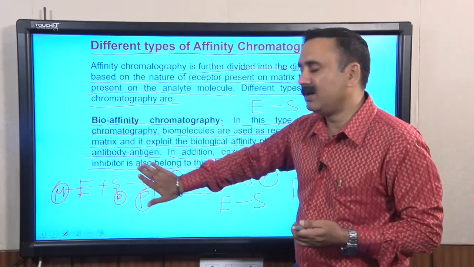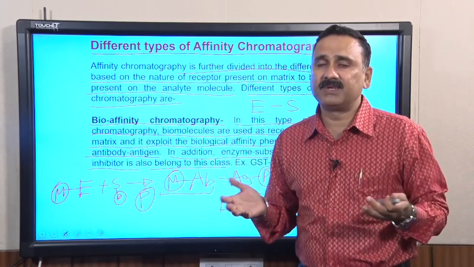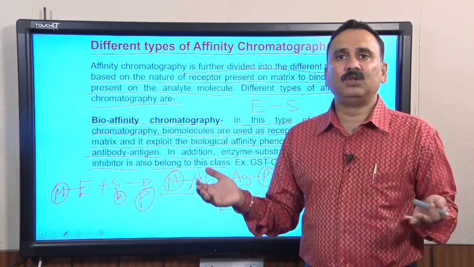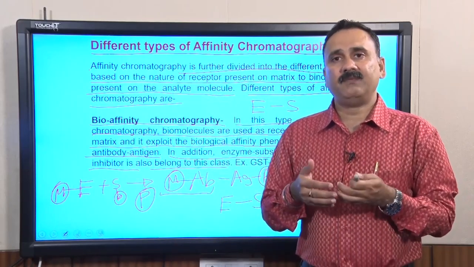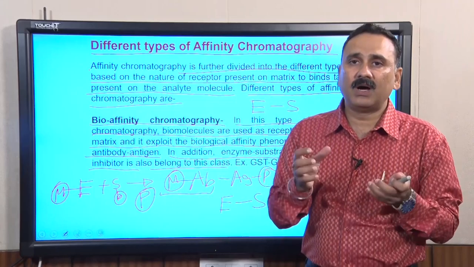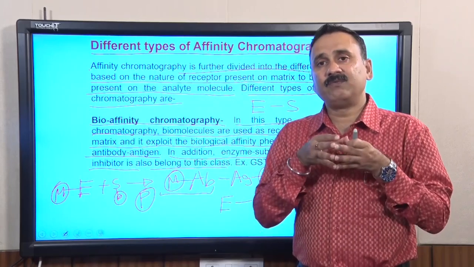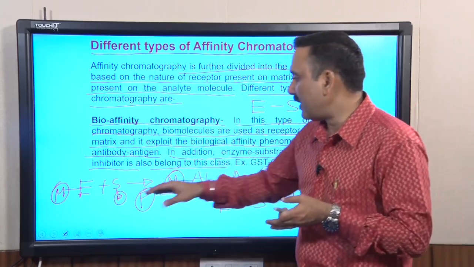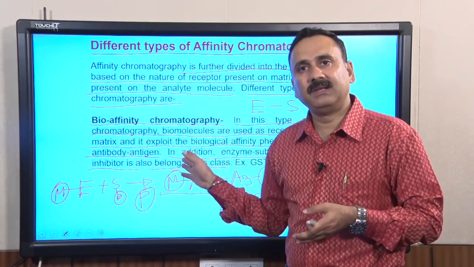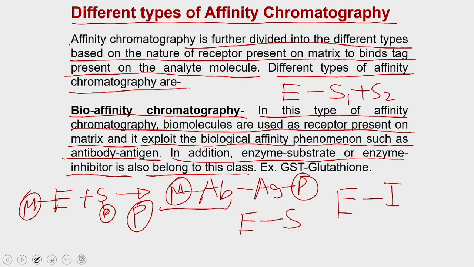If you use this kind of combination, the substrate will bind to the enzyme, the enzyme will process the substrate and generate the product, and ultimately it is not going to bind your protein. So in all these combinations where you are using the enzyme substrate or the enzyme inhibitor, you have to ensure that this particular enzyme requires an additional substrate for catalyzing the reaction, which means you should have a combination where the enzyme requires substrate 1, substrate 2, and then only it will give you the product.